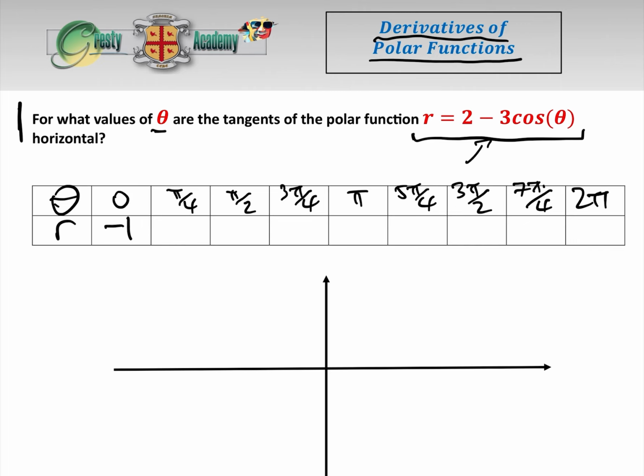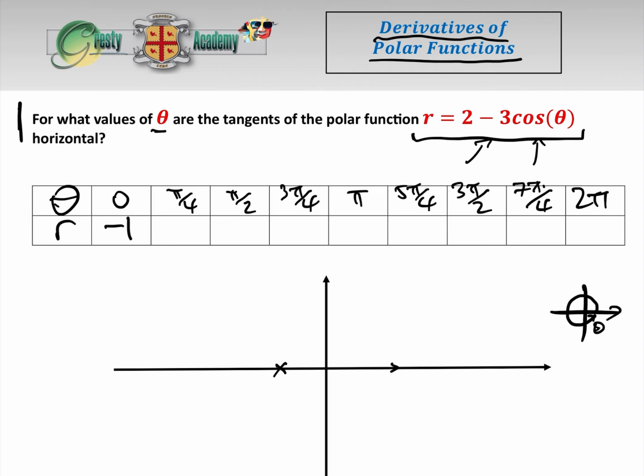Well, we know that theta goes around from 0 to 2 pi, and r is the distance away from the origin. So if we have a negative r at theta equals 0, well, theta equals 0 is here, and negative r means it's in the other direction, which means it's 0 plus pi, which is 0 plus 180 degrees in the other direction, which is here, that point there. So that's the point 0, minus 1.